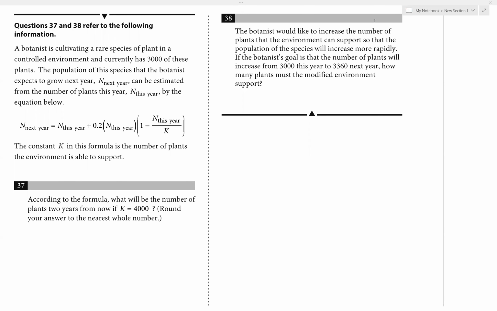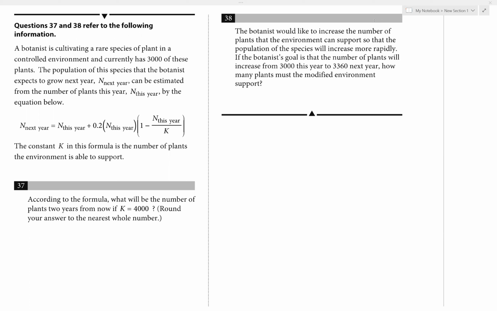All right, let's take a look at number 37. A botanist is cultivating a rare species of plant in a controlled environment and currently has 3,000 of these plants. The population of this species that the botanist expects to grow next year can be estimated from the number of plants this year, which is N this year, by the equation below. All right, so we have that equation.